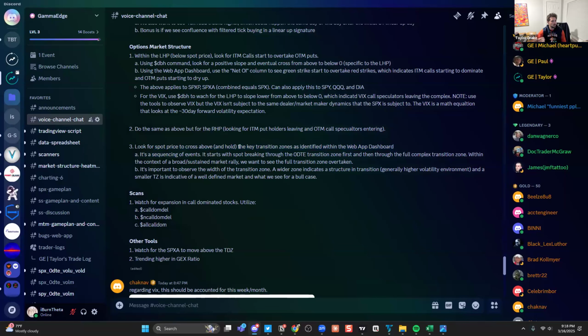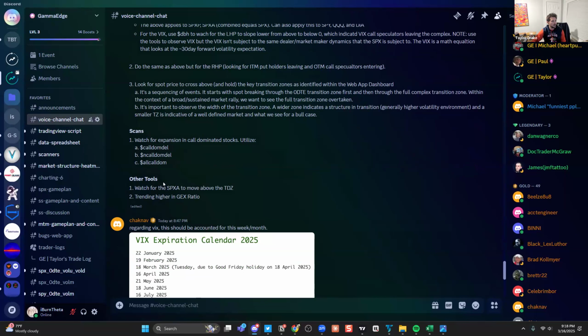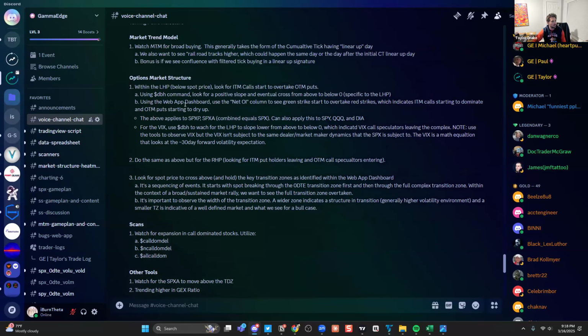Transition zones, we want to see spot price cross above, be on the right side of the transition zones for the full complex. And then just leverage the scans, even if you're not a swing trader, even from an intraday perspective, you're wanting to understand if conditions are getting more bullish or more bearish than other tools. Leverage the true zeros and leverage the GEX ratio. And these bottom three are more specific to sentiment and how the market is improving as a whole. And then these really focus on the option structure of SPX itself.